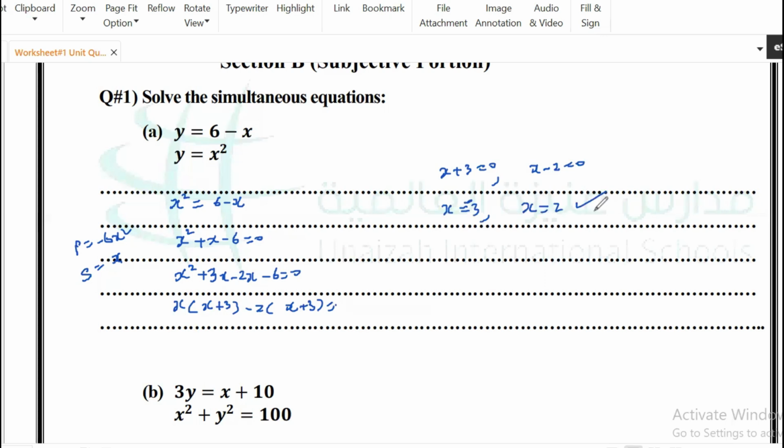So we have these values of x, and when x is minus 3, y is what? 6 minus into minus 3. So 6 plus 3, it is 9. And when x is 2, y is what? So 6 minus 2, that is y is equal to 4. So we have these points: 2 comma 4, and when x is minus 3, y is 9. So these points are the roots of these two simultaneous equations.